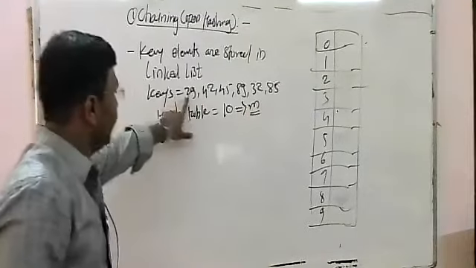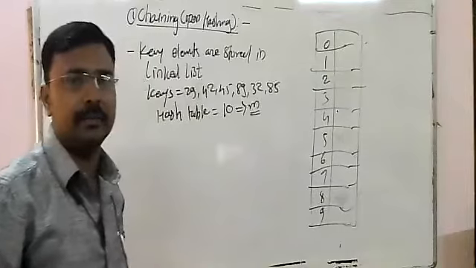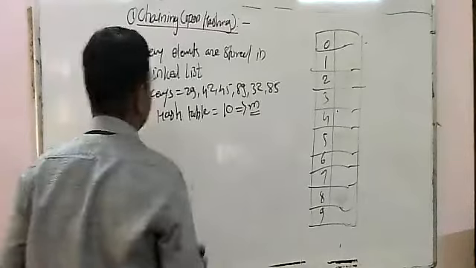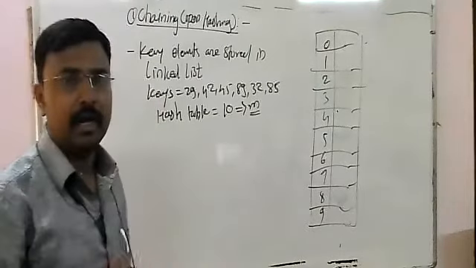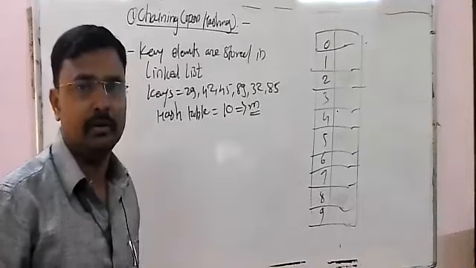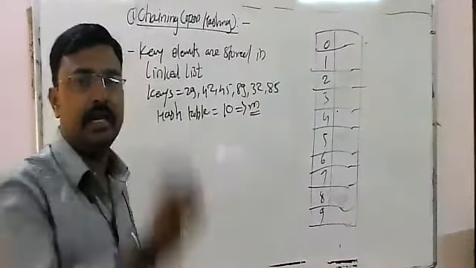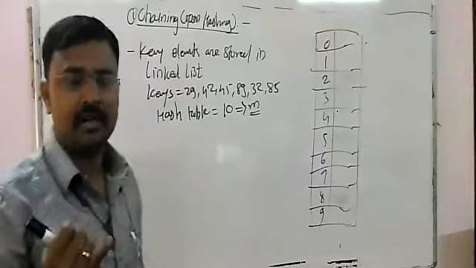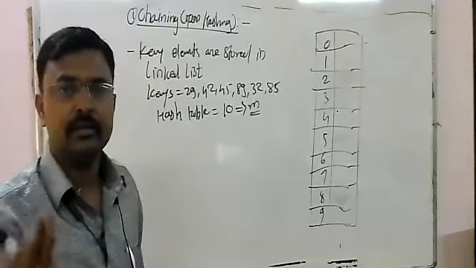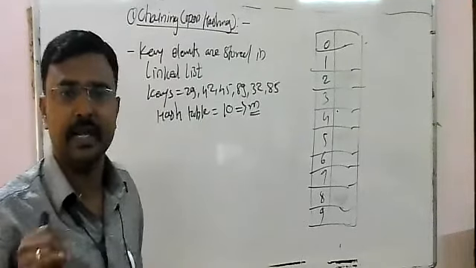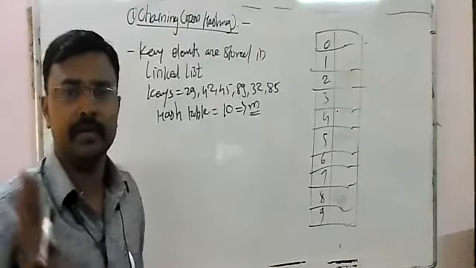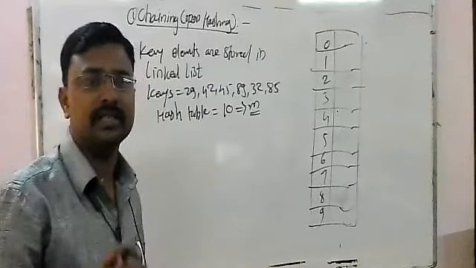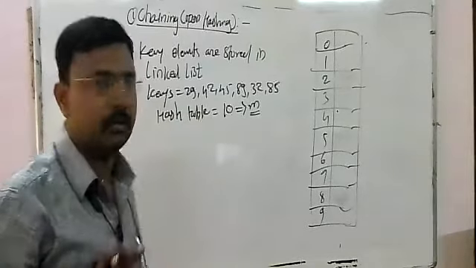Now, calculate the index value for all the elements by using a function. Here you can use any technique. We have seen the four techniques for calculating the index value: truncation, division, then mid square, and last folding method. Use any one method. The most popular method is the modulo division. Okay.